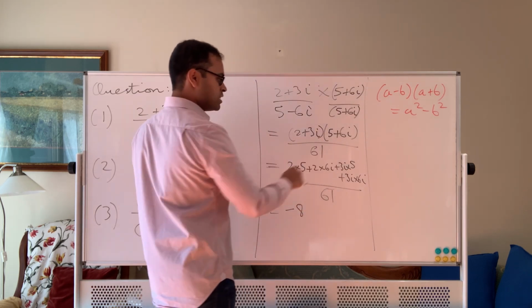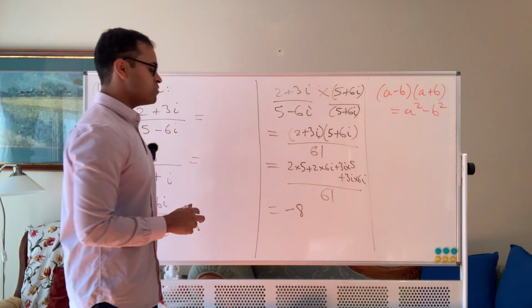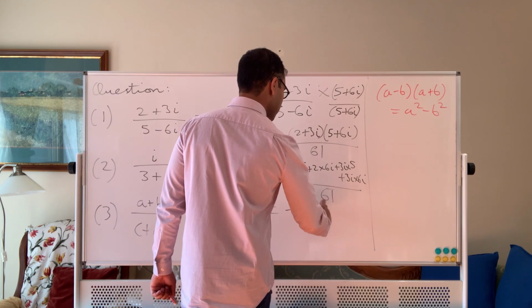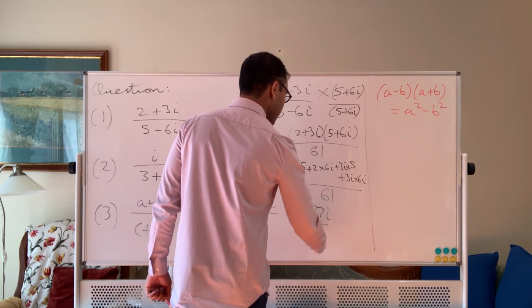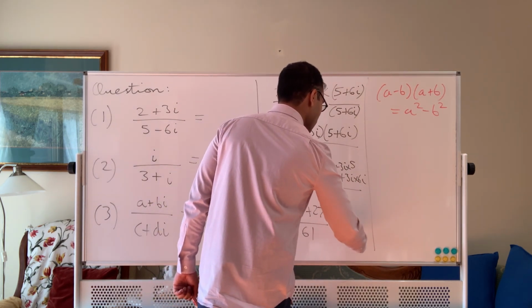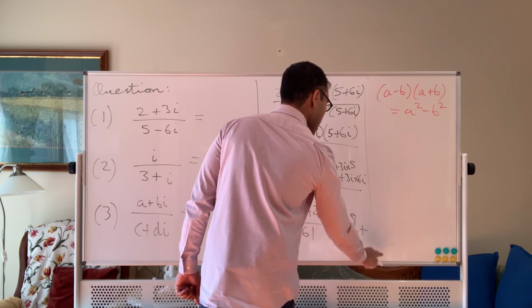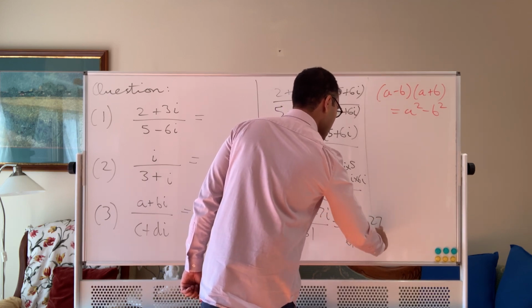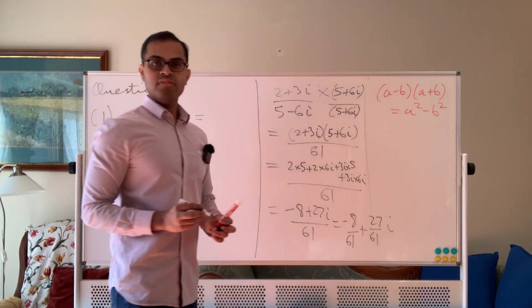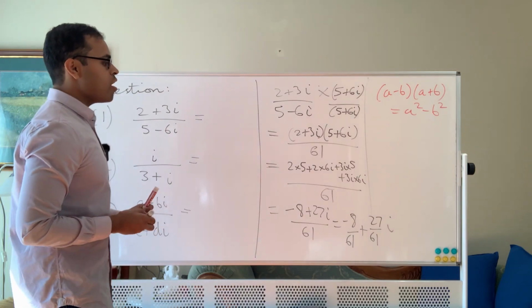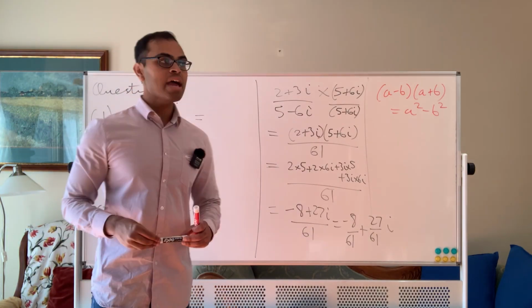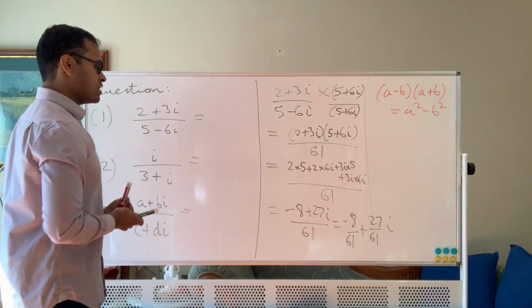And then 2 times 6i is 12i plus 3i times 5 is 15i. So it's going to be minus 8 plus 27i divided by 61, which you can write as minus 8 over 61 plus 27 over 61i. Okay, so that's going to be your division. And you've written it in the form a real number plus a real number times i, which is what you want. And that's going to be the answer to this problem.